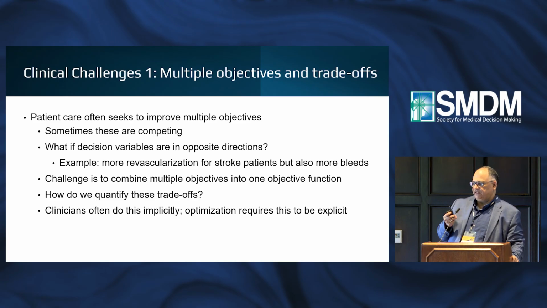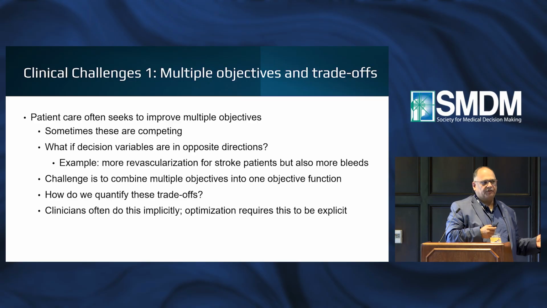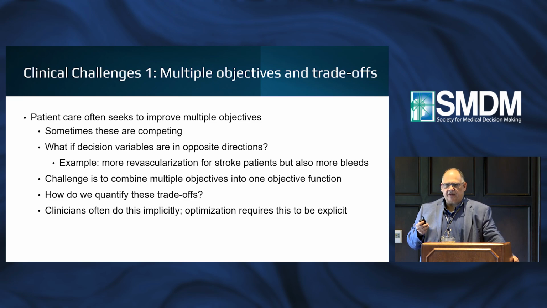What are some of the challenges? First, there can be multiple objectives and trade-offs. So if you're a clinician or even if you go to a clinician, you're aware that patient care often seeks to improve multiple objectives. And sometimes these are competing objectives. What happens when decision variables go in opposite directions? What happens when we give stroke patients medication to dissolve clots? There might be better outcomes in terms of the stroke, but also more bleeds.